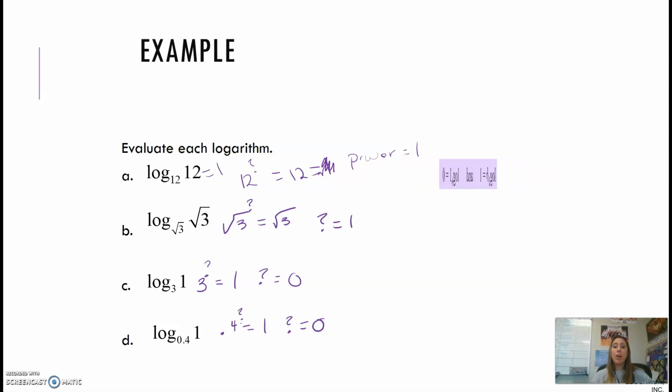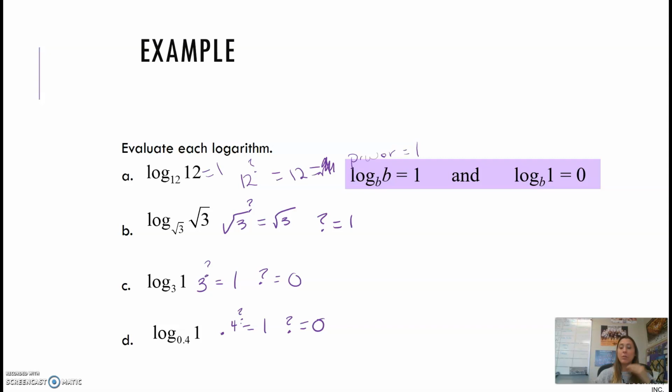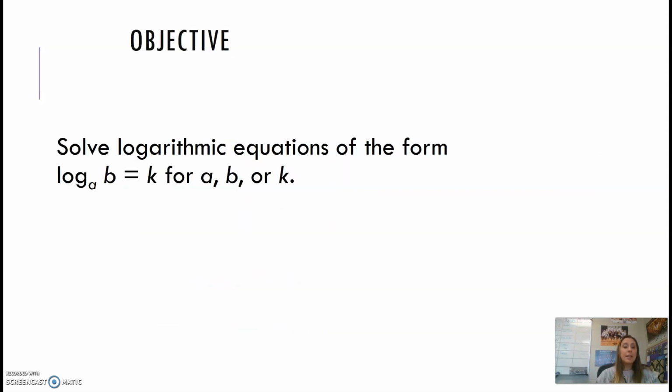So then those are our very first properties. Log base b of b must equal 1, and log base b of 1 is always going to be equal to 0. So make sure you hit pause and get those properties in your notes. Okay, this is today's lesson, and I will create another video for that.